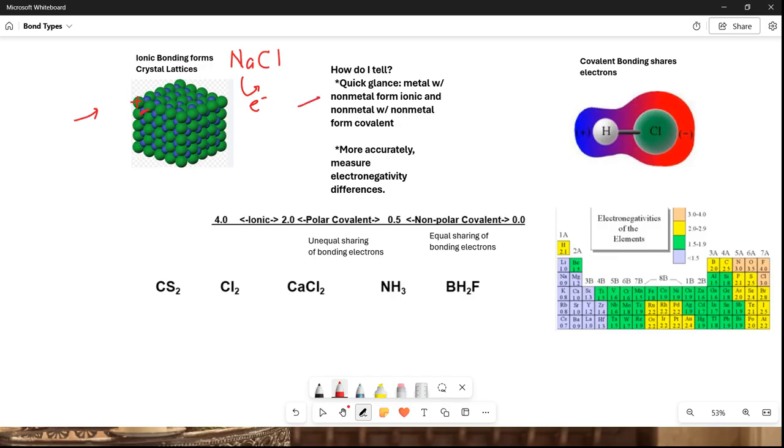How do I tell if a compound is going to form an ionic bond? At a quick glance, I always tell my students, if you have a metal with a nonmetal, it's going to form an ionic bond. If you have a nonmetal with a nonmetal, it's going to form a covalent bond. So let's go over here and look at a covalent bond. In a covalent bond, two atoms share electrons.